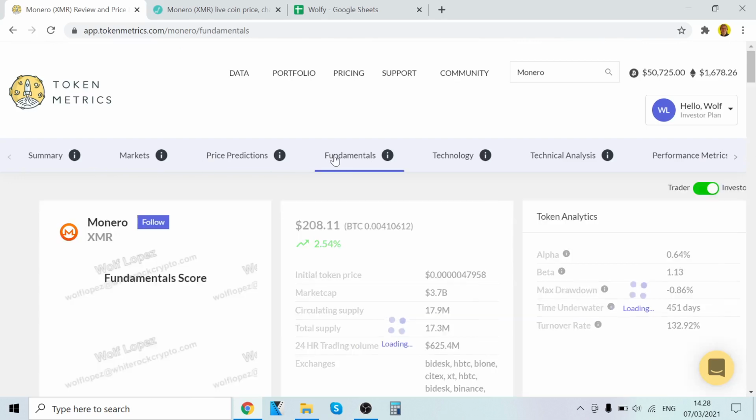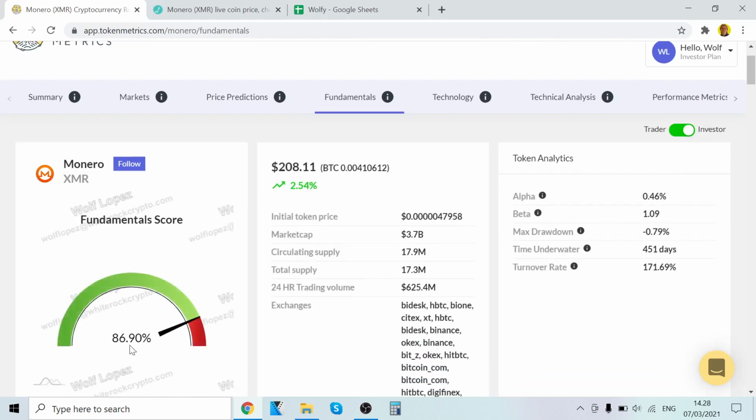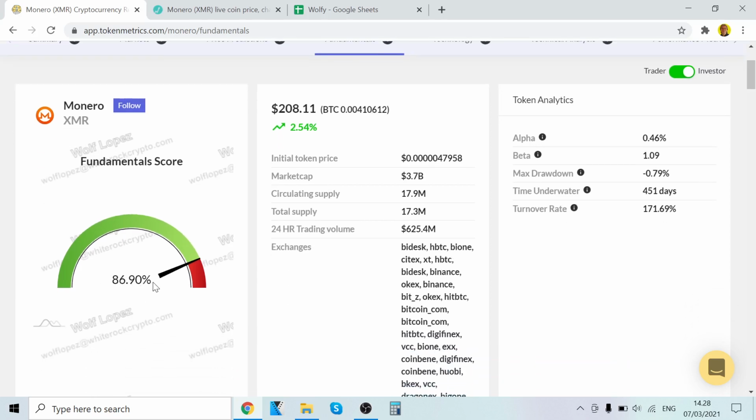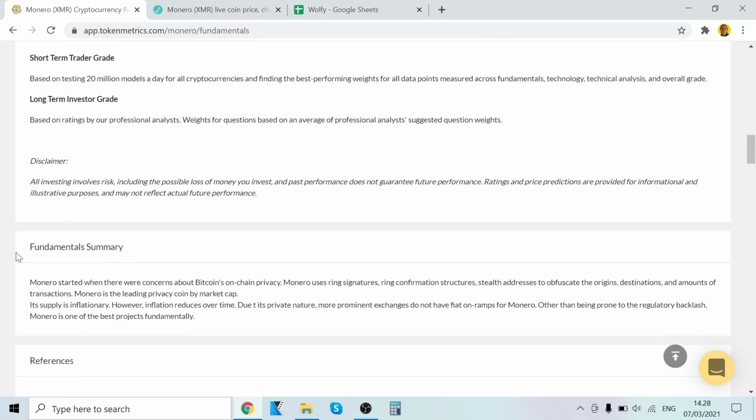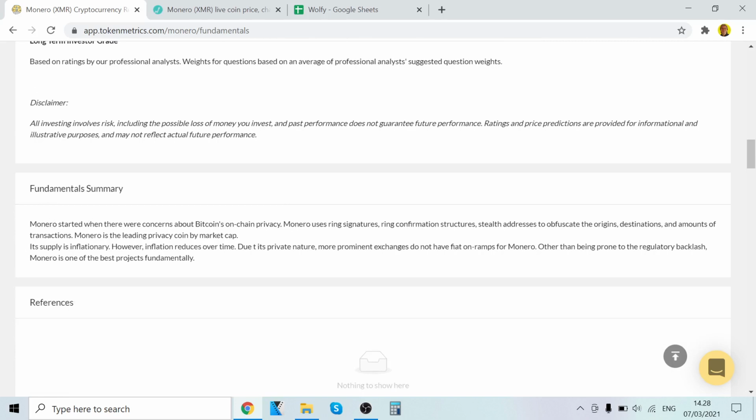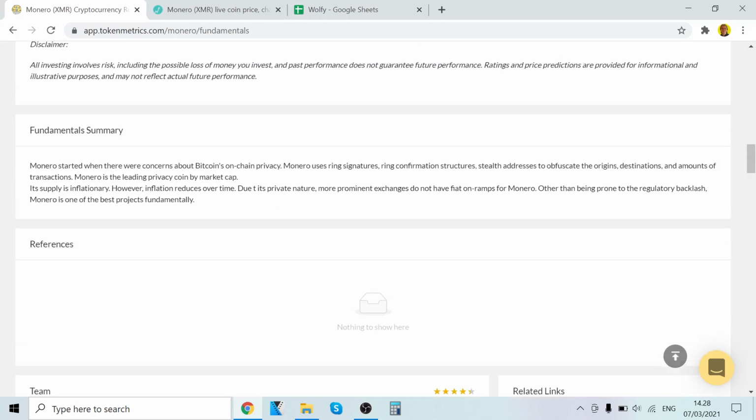When I come here to fundamentals, we can see fundamentally Monero is 86.9%. I always look at projects over 80%, and Monero is doing very well. So the fundamentals are very strong on Monero. Here is a very good fundamental summary of the coin. Monero started when there were concerns about Bitcoin's on-chain privacy. Monero uses ring signatures, ring confirmation structures and stealth addresses to obfuscate the origins, destinations and amounts of transactions. Monero is the leading privacy coin by market cap. Its supply is inflationary. However, inflation reduces over time. Okay, so due to its private nature, more prominent exchanges do not have fiat on-ramps for Monero. Other than being prone to regulatory backlash, Monero is one of the best projects fundamentally.